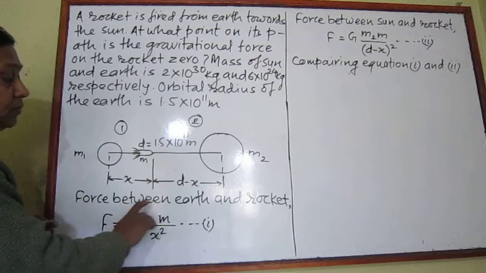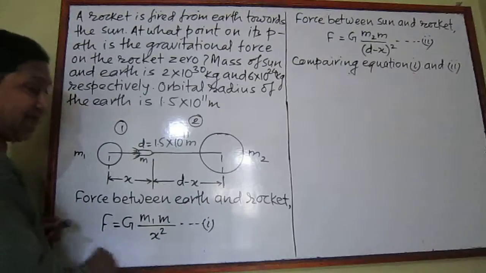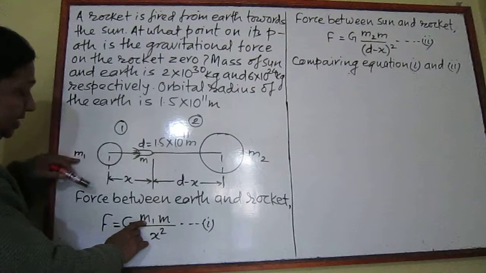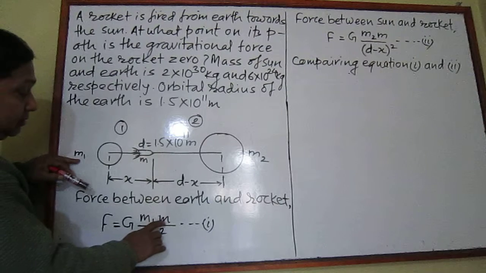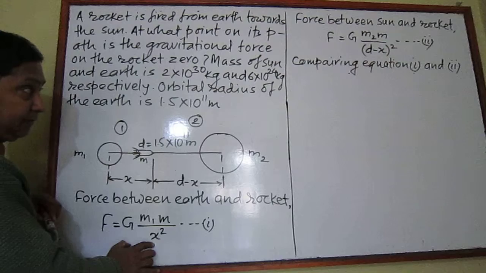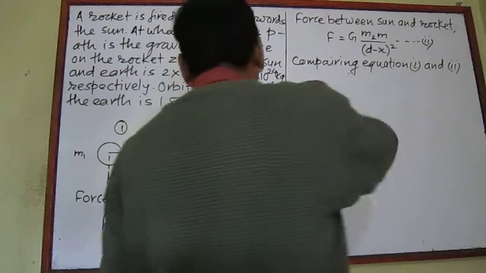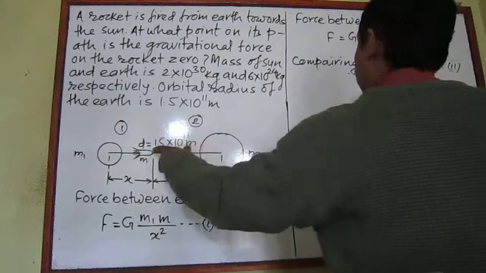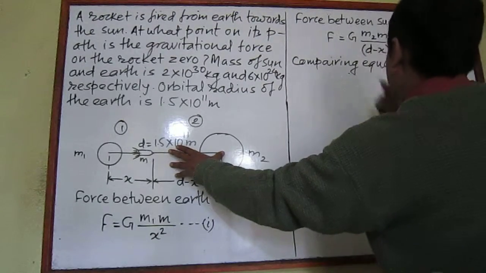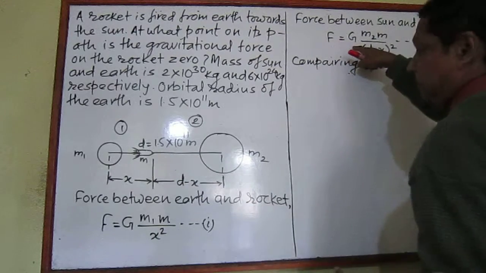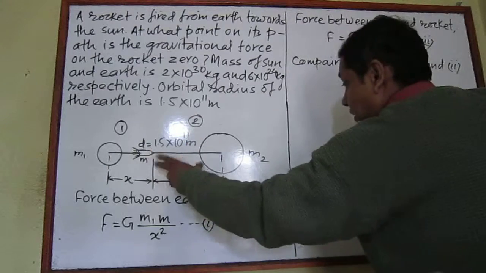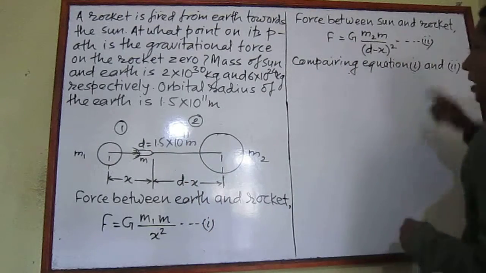The force between Earth and rocket can be written as F equal to G, mass of Earth m1 into mass of the rocket m, over the distance between the Earth and the rocket, that is x squared. On the other hand, the force between Sun and the rocket can be represented this way. The gravitational force between Sun and rocket, F, is equal to G, mass of the Sun m2, mass of the rocket m, over the distance between Sun and rocket, that is d minus x whole squared.